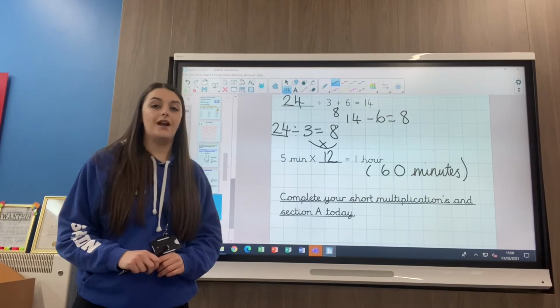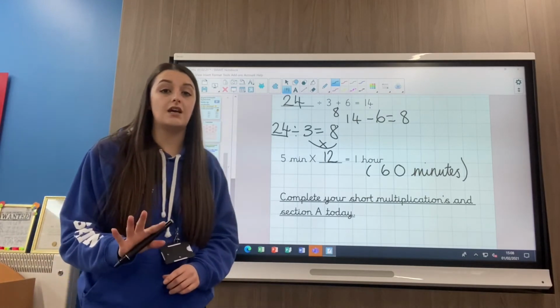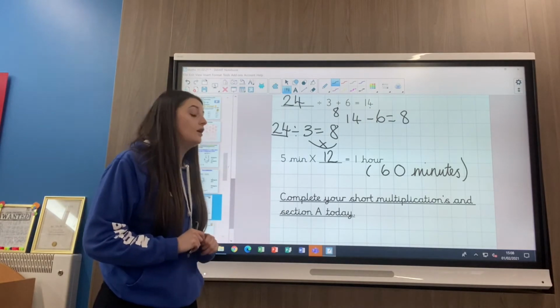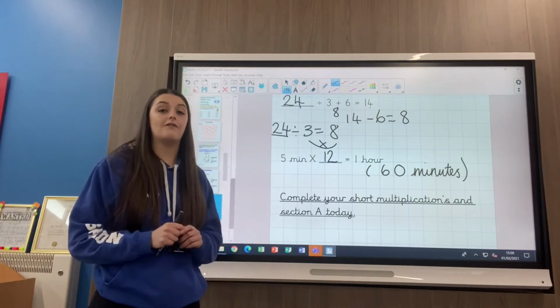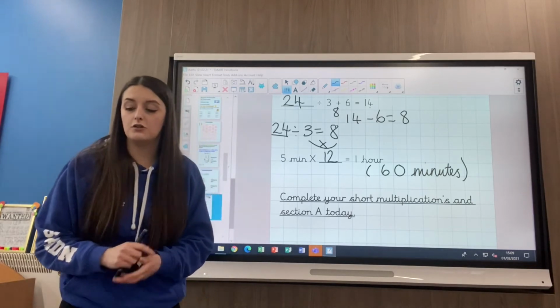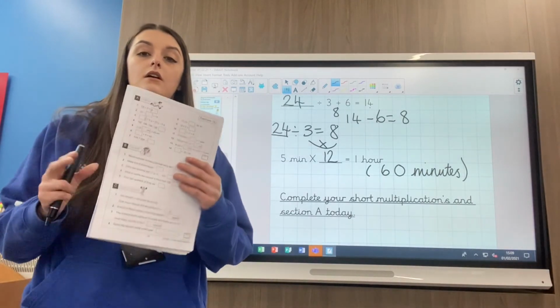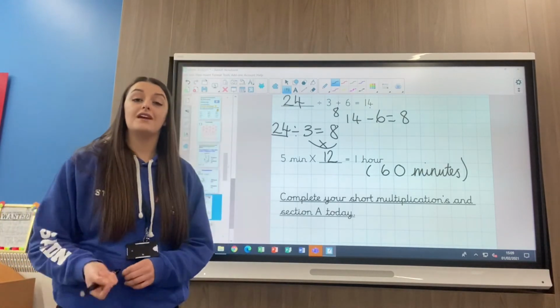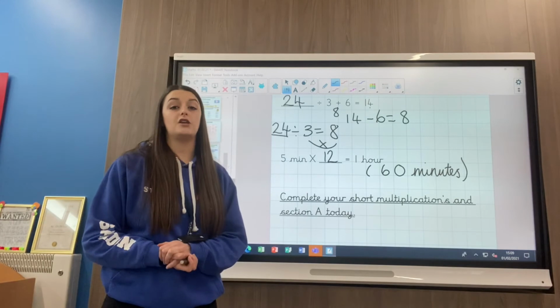Okay, so what I'd like you to do now is pause the video and complete the short multiplication on your section A and the rest of it, okay? So you've only got one short multiplication to do in your section A, and then come back and we will have a look at some of the questions on your Integer section and your tough challenge for today.